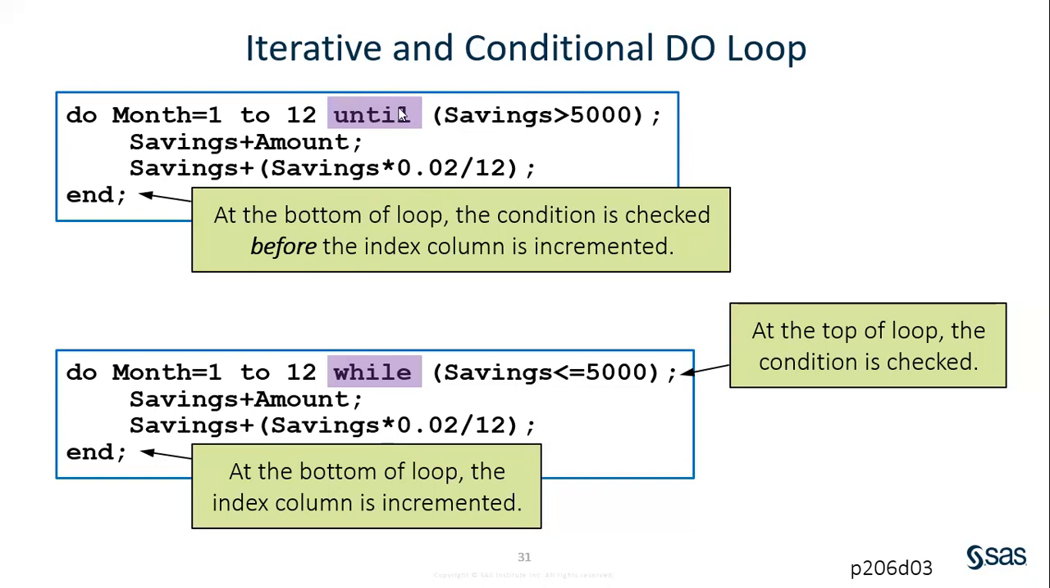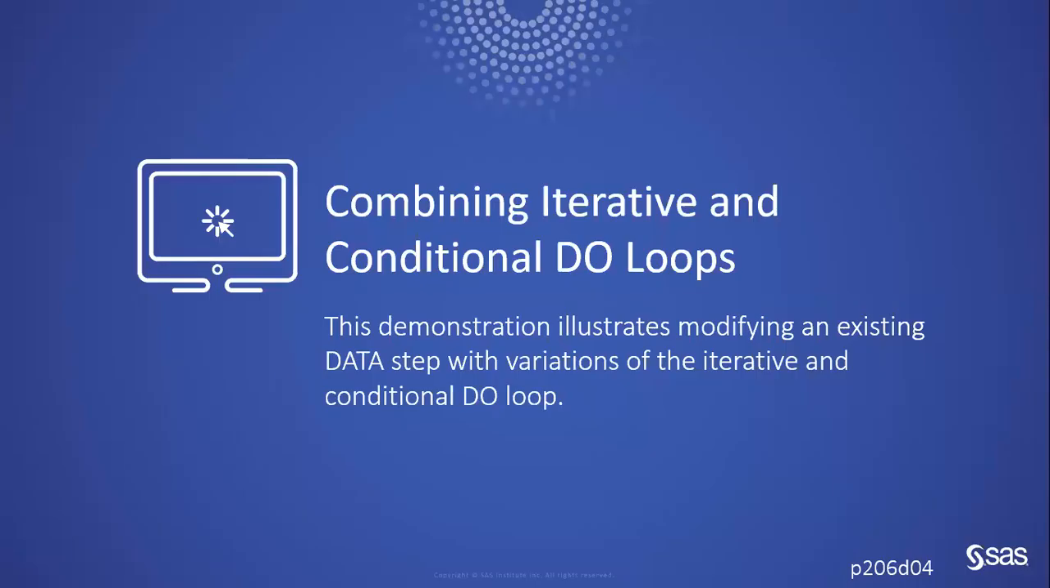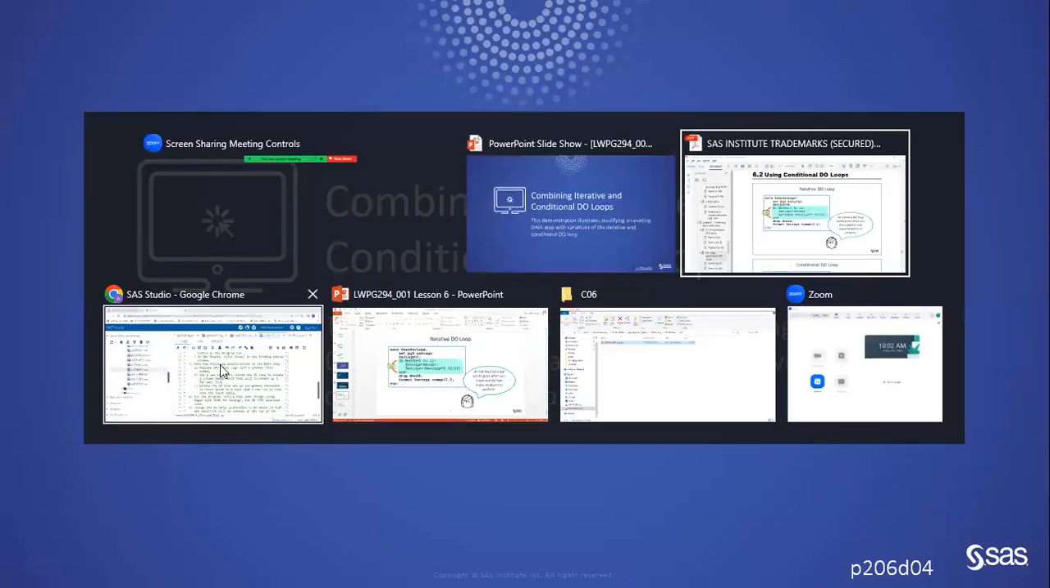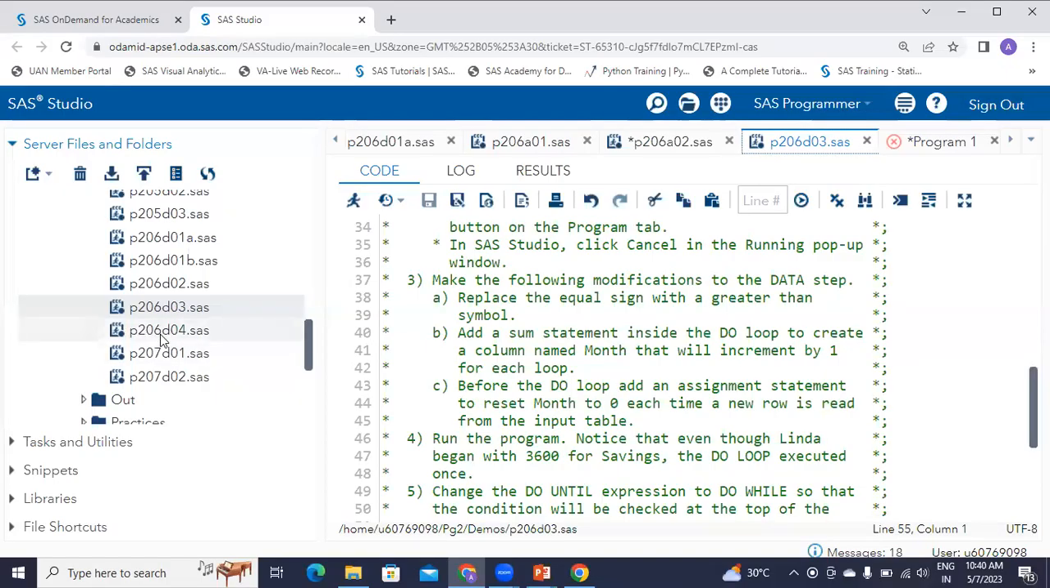With UNTIL, it always checks the condition at the bottom of your DO loop. So at the bottom of the loop, the condition is checked before the index variable is incremented for DO UNTIL iterations, whereas for WHILE, the condition is checked at the top of the loop. Hence, at the bottom of the loop your index value is always getting incremented for these iterative conditional loops. So to understand this, let's work on this demo D04.